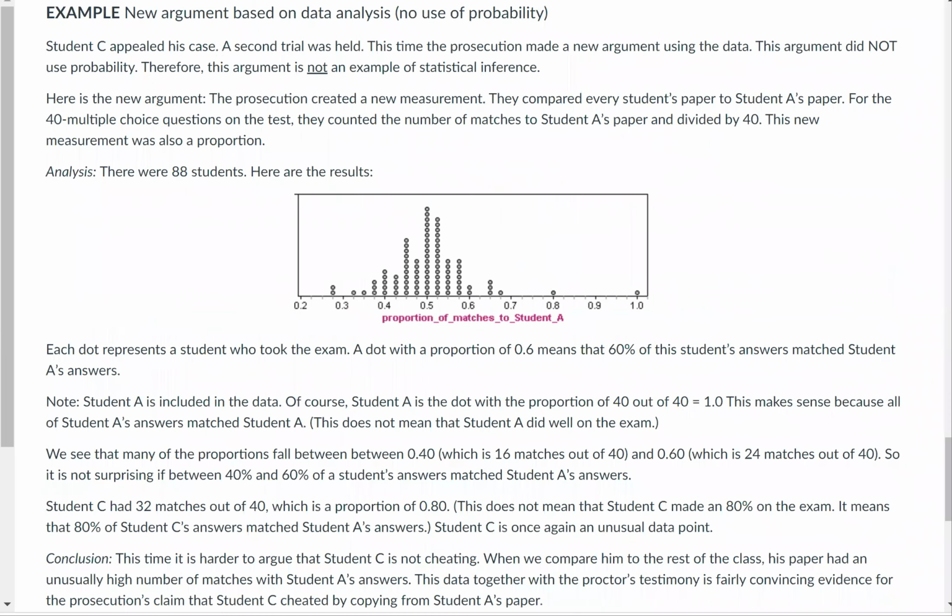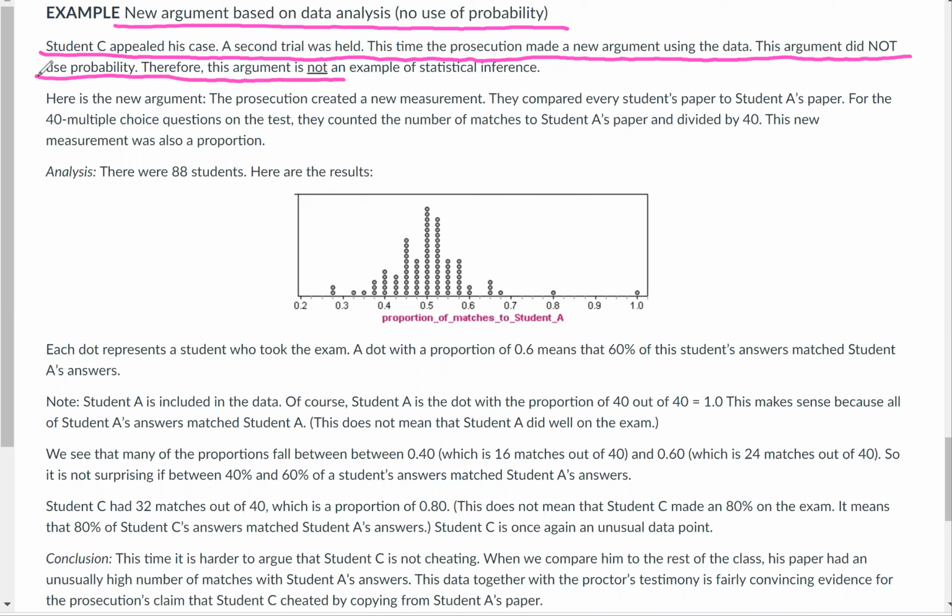Let's see this example down here. A new argument based on data analysis, no use of probability. Student C appealed this case. A second trial was held. This time the prosecution made a new argument using the data. This argument did not use probability. Therefore, this argument is not an example of statistical inference anymore. The new argument was as follows.